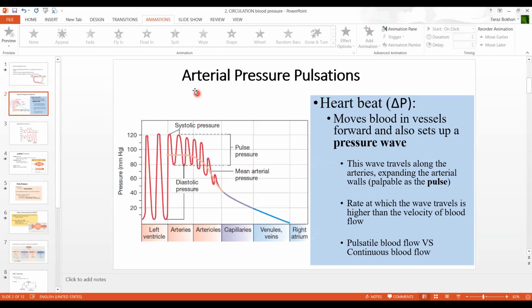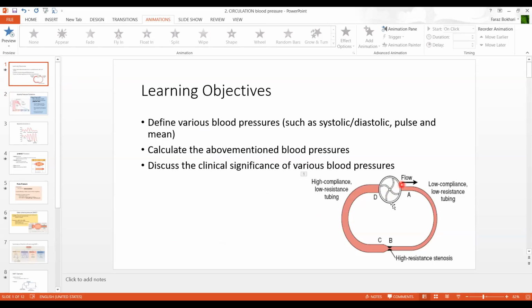Now, this is picking up from where we left off in the first lecture. We talked about delta P. Let me just go back to this diagram, which I showed in the first lecture extensively. If you remember, this is that closed circuit simplified diagram depicting the cardiovascular system in human beings.